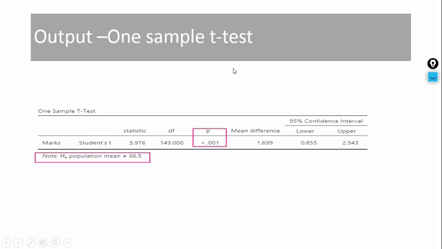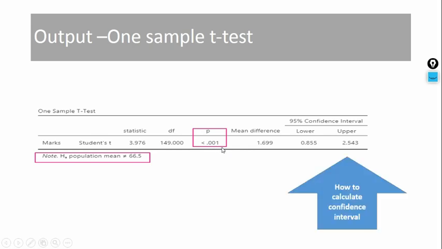Output of one sample t-test, I have shown you already. We have compared with 66.5. P-value is less than 0.05, and I have also checked their confidence interval. How to calculate confidence interval?